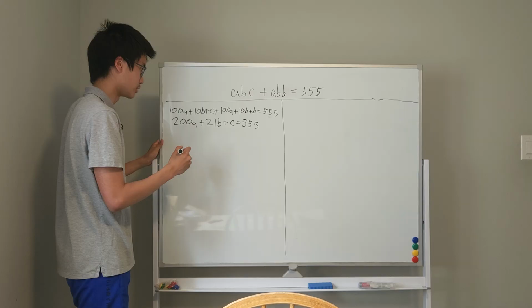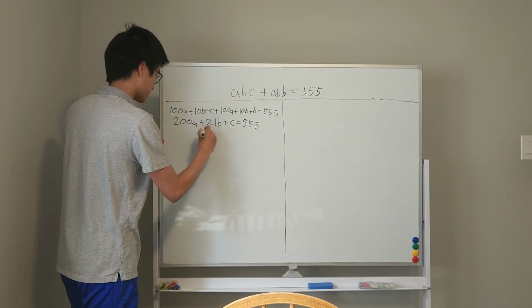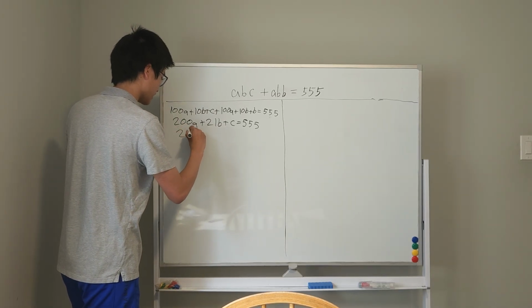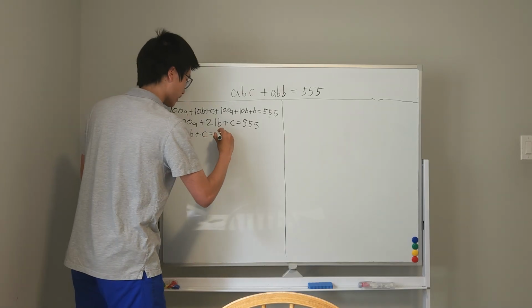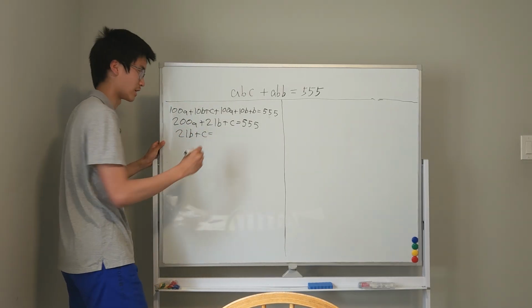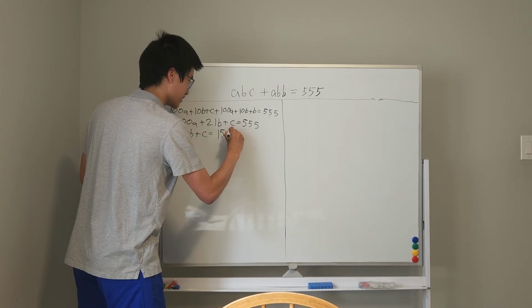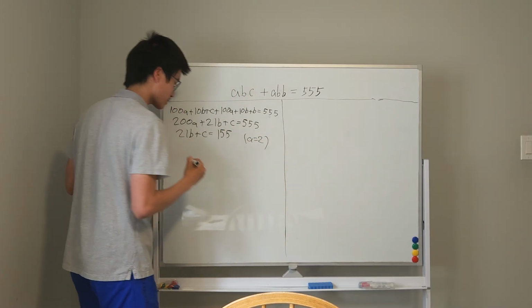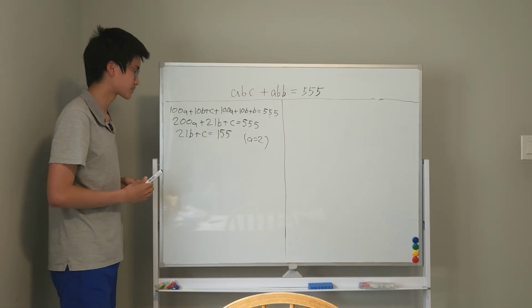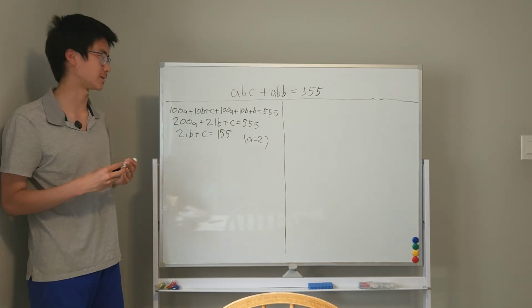So after A equals 2, we have 21B plus C equals 555 minus 200 times 2. So that would be 155 on this side. So right here, A equals 2. So we remember that.